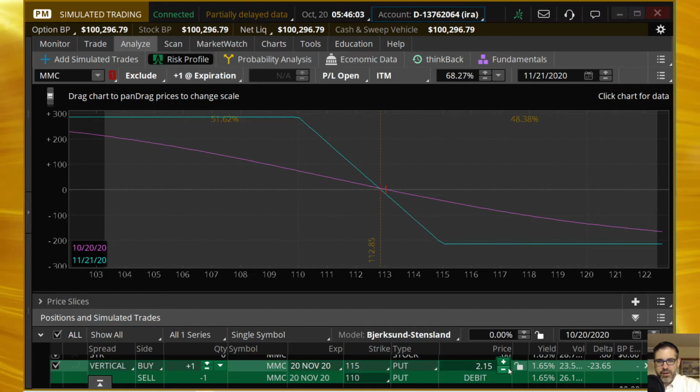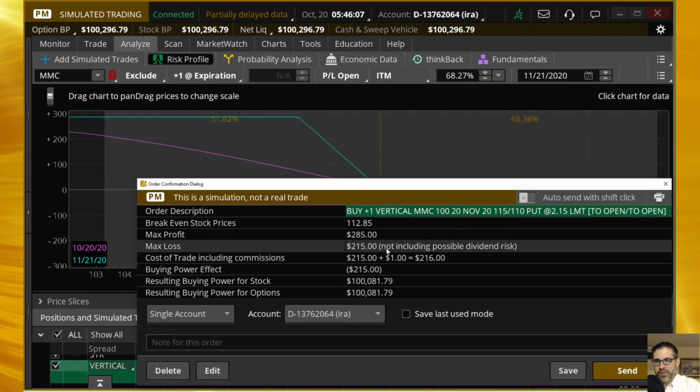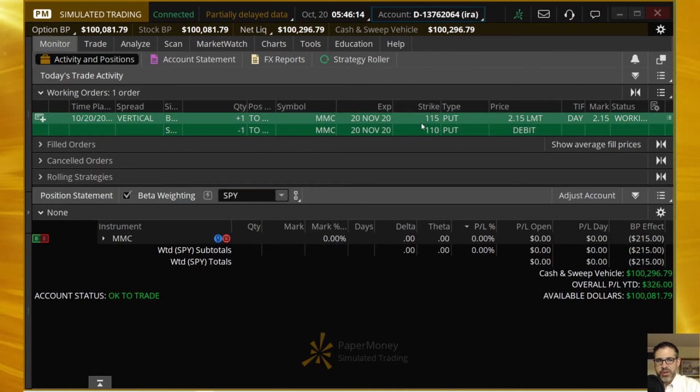Let's right click this trade, confirm and send. Once again, confirming our max profit and our max loss. The account that I want to put this in is the IRA. I'm going to hit send. That's going to go over into my working orders.